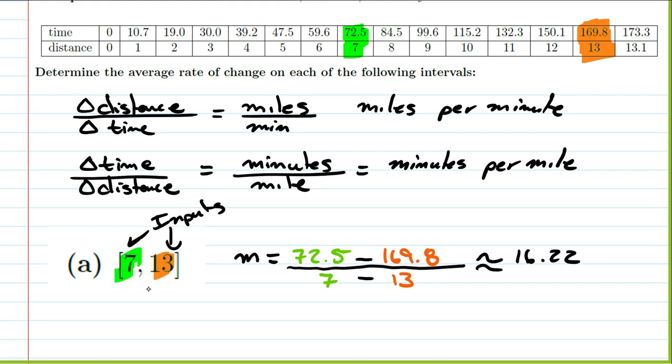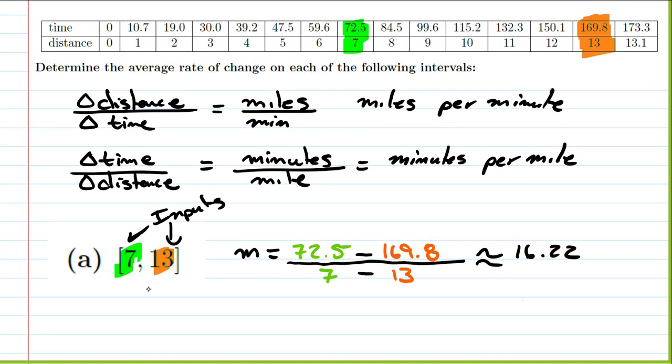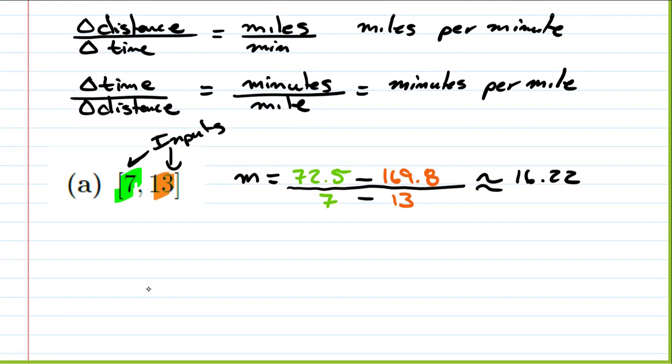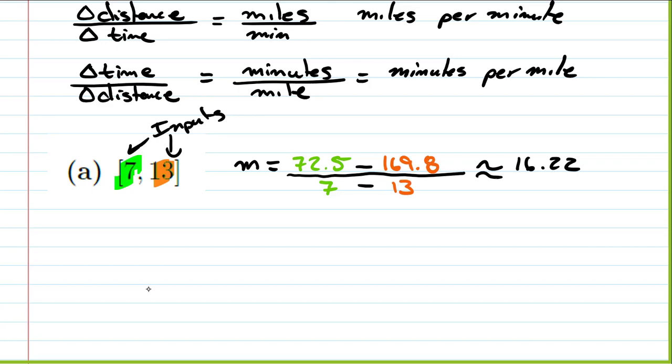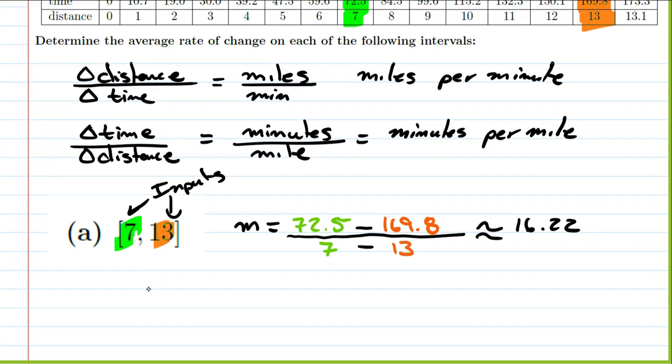So now if I keep doing this, and remember in this case, since we're having our time divided by distance, this is how many minutes per mile, and in this case, that would be the average rate of change. So in this race, the person from mile 7 to mile 13 averaged 16.22 minutes per mile.